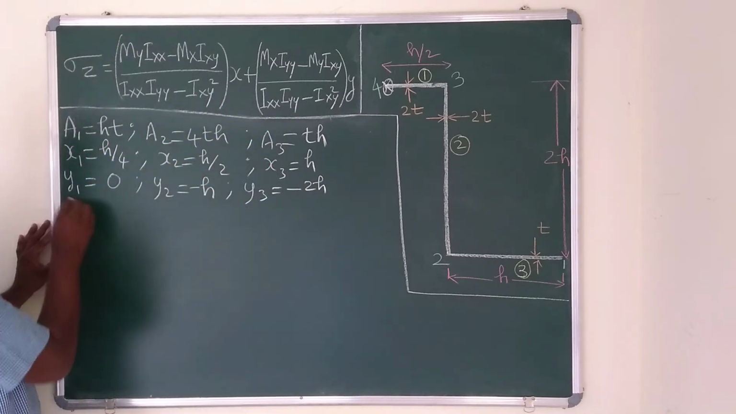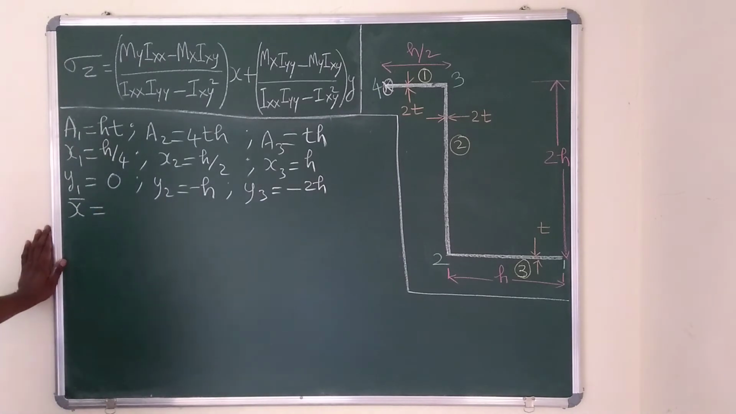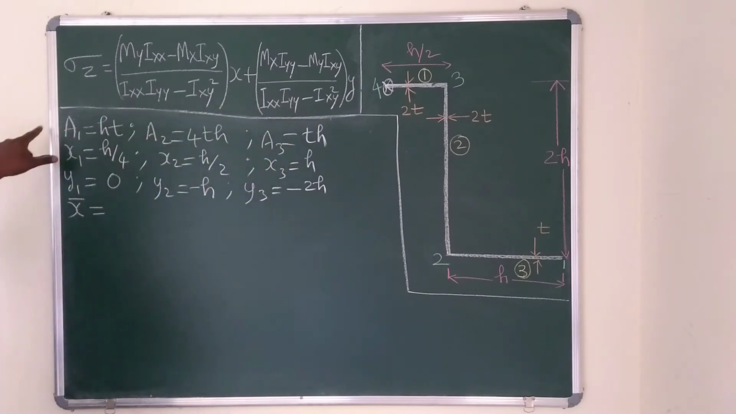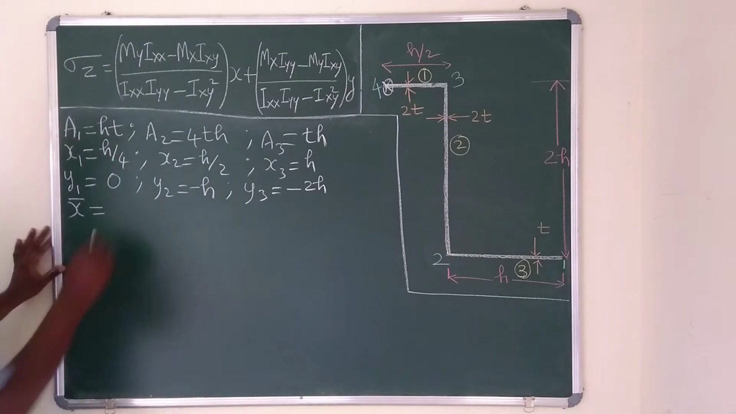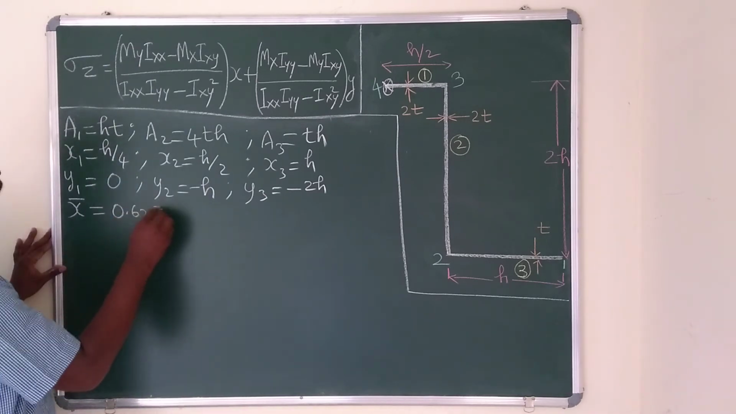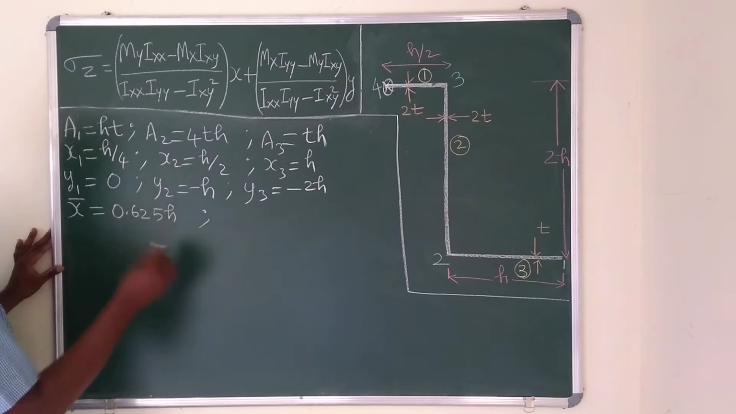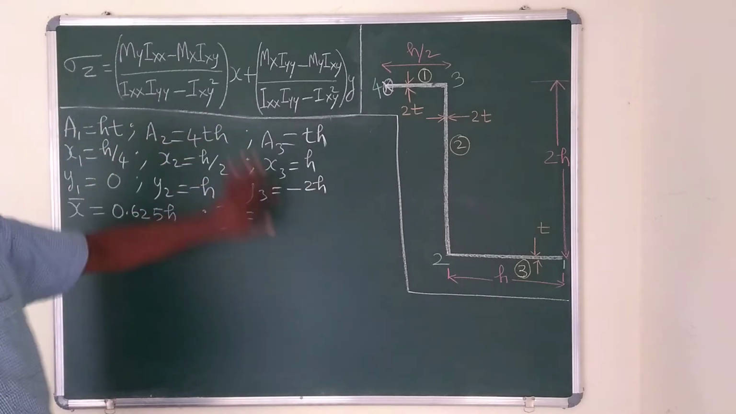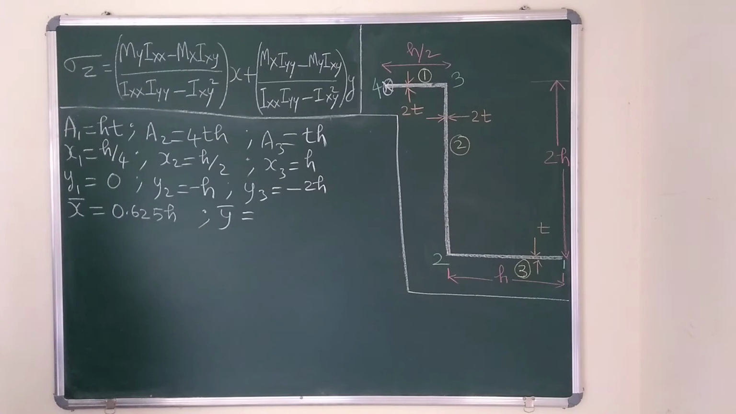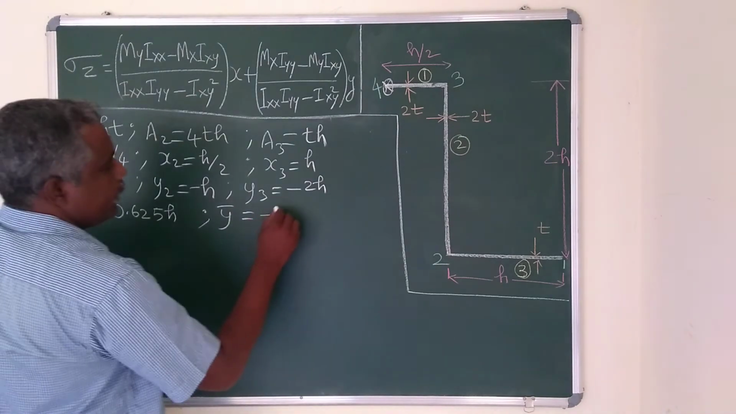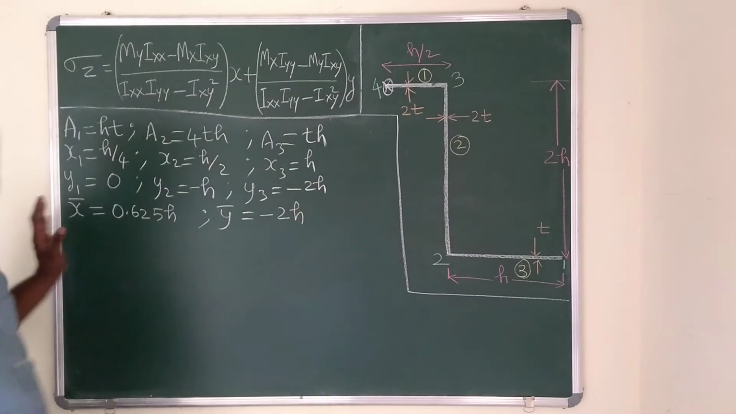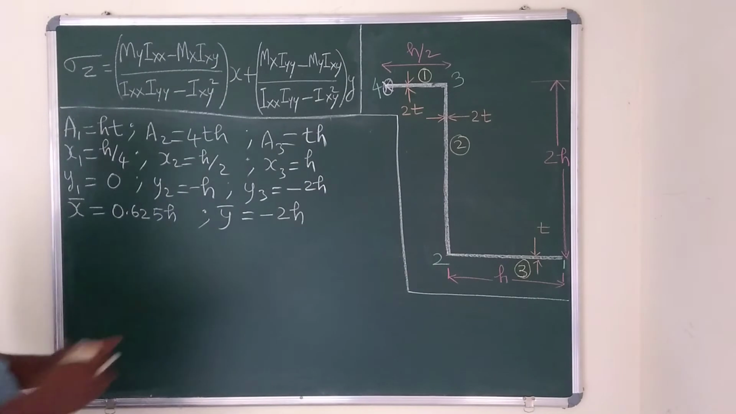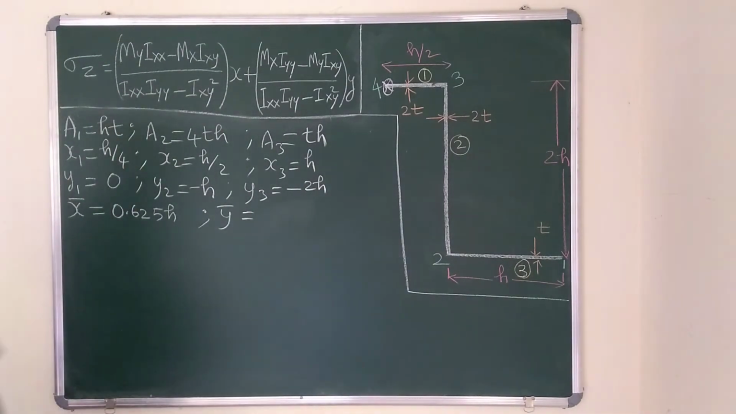x bar is equal to A1 x1 plus A2 x2 plus A3 x3 divided by the sum of all the areas. You get x bar to be 0.625h. And y bar is equal to A1 y1 plus A2 y2 plus A3 y3 divided by the sum of all the areas. Y bar is equal to minus h.